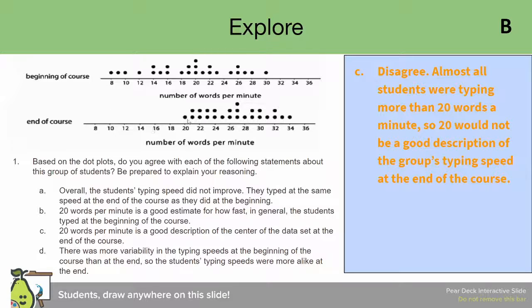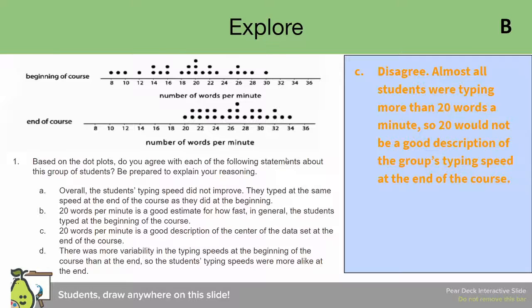Now we can see that we have exactly one person. So these 15 people definitely improved, well, we can say 14 people definitely improved their typing speed and had moved up in the dot plot. So definitely saying that 20 words per minute is a good description of the center of data set at the end of the course is not true, because clearly 20 is not the middle, it's at the end. And all of our typers have typed way faster than 20. Good job on that one.